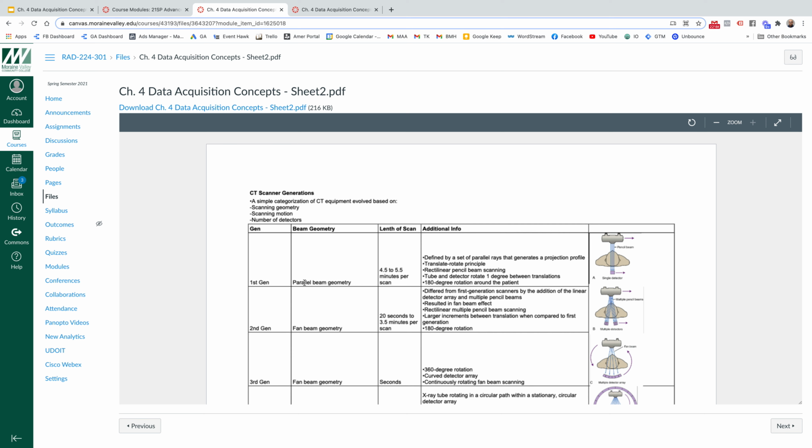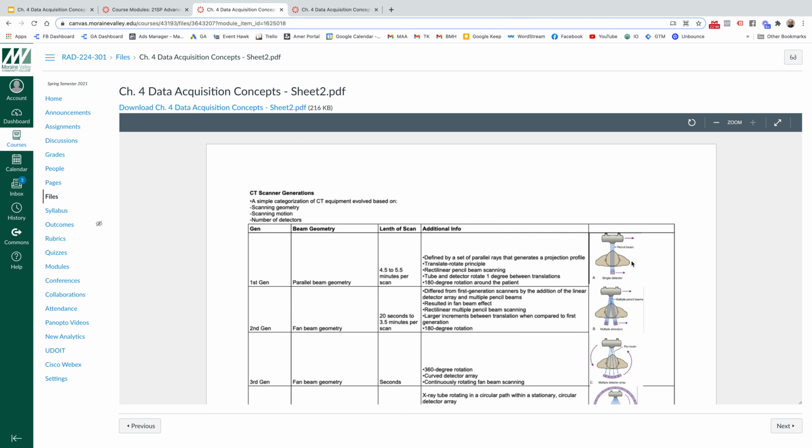So first generation, parallel beam geometry. The length of the scan is about 5 minutes or so. It's defined by a set of parallel rays that generate a projection profile. Okay, so the rays are parallel to one another. Translate rotate principle. What does that mean? It spins and then it moves. It spins one time and then it moves.